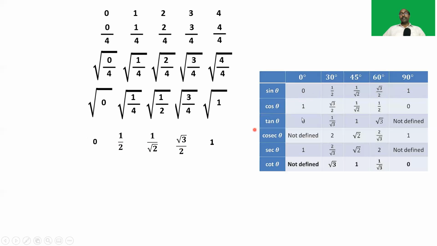In this way, we can find the first row, and by writing these values in reverse order, we get the trigonometric ratios for cos, like this: 0, 1 by 2, 1 by root 2, root 3 by 2, 1. These two lines are the same values in opposite order.